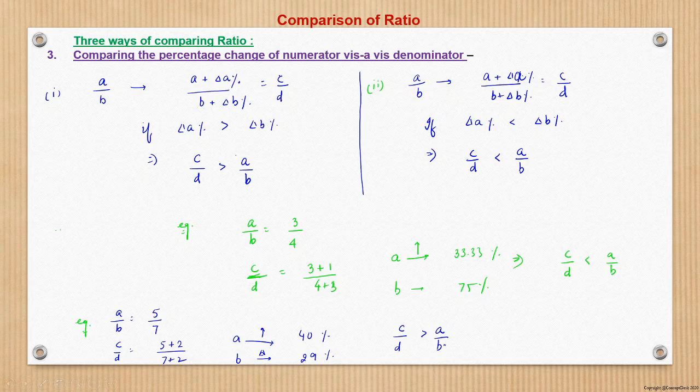Now this is one case. What would be the treatment if it is not increasing, rather it is decreasing? A decreases by delta a percent and b decreases by delta b percent. It will be reverse. When the decrease is more in the numerator in terms of percentage, the resultant ratio will be lower. And if the decrease is more in the denominator in terms of percentage, the resultant ratio will be higher, because then it is a reverse treatment.